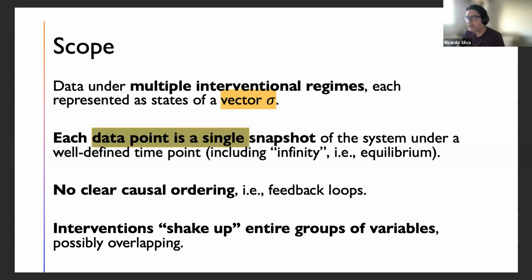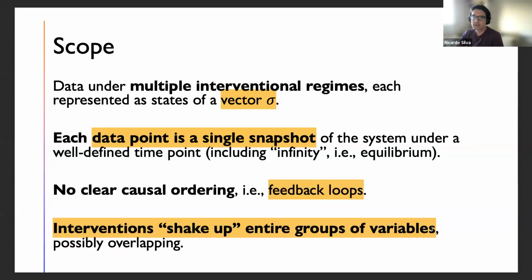The data you have are basically single snapshots of a possible stochastic process. You don't measure trajectories, you measure a single snapshot, maybe under equilibrium, maybe at a particular agreed upon time in the process. There are feedback loops galore, and your interventions cannot be assumed to just target particular variables, or they change several things at the same time.